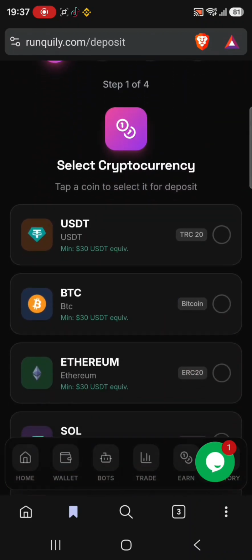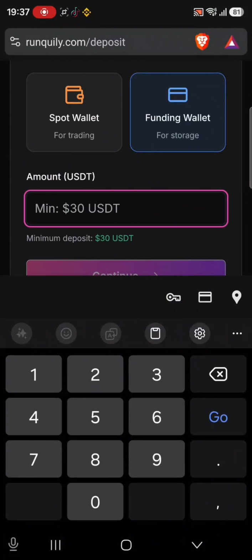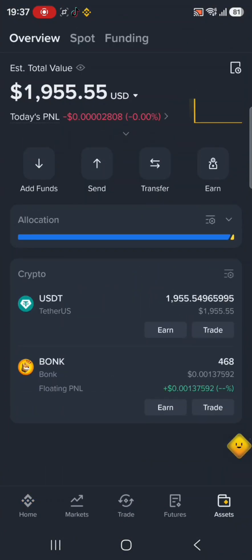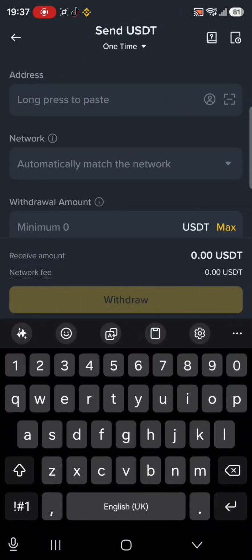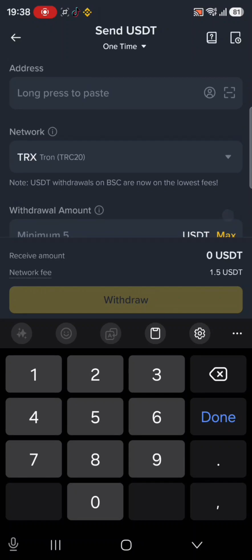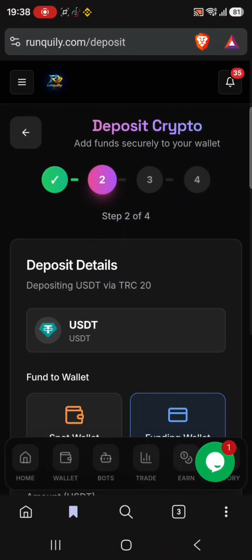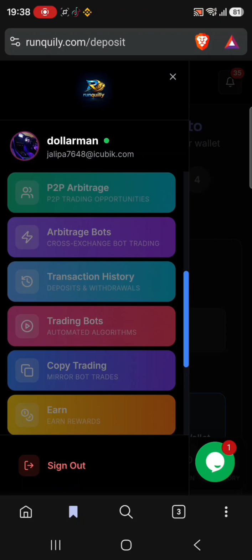To fund, you just come to deposit, click on USDT or BTC or any other crypto coin, then enter the amount. Let's say you want to deposit 2000 USDT. You go to your Binance, click on assets, click on send, then click on withdraw assets, then click on USDT. You long press to paste the address that you've copied in your Ranquilly. For the network, use TRX, TRC20, amount max, then you withdraw and confirm your withdrawal. Then you will unlock the trading bots, or you can start trading manually.